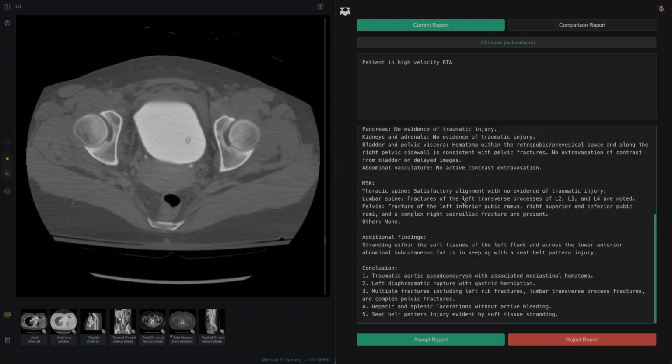Okay, MSK, sacral injury. Okay, let's say sacral alar fracture. Right, and then let's see what it's got in conclusion. So traumatic hematoma.